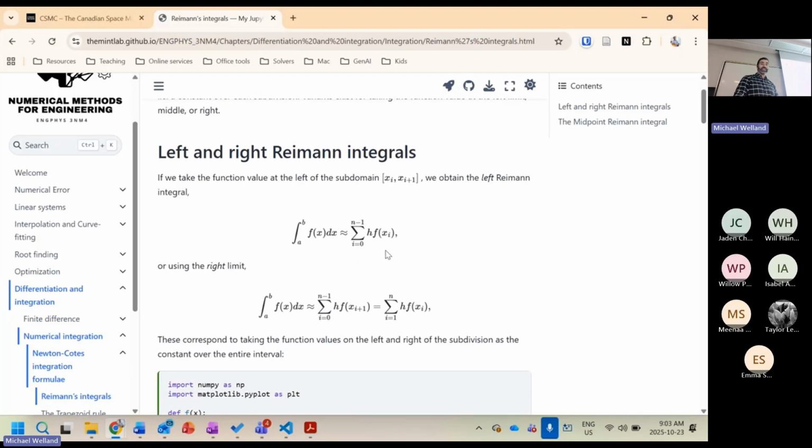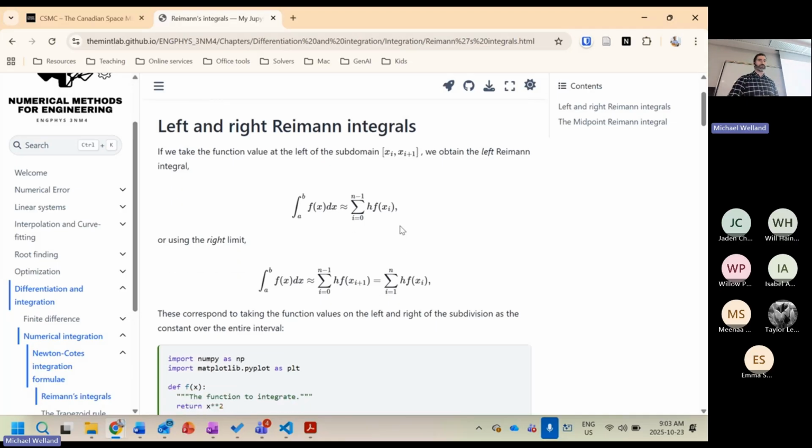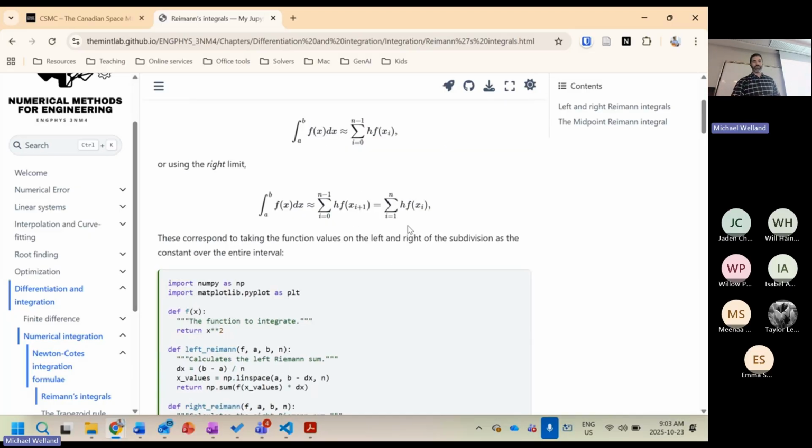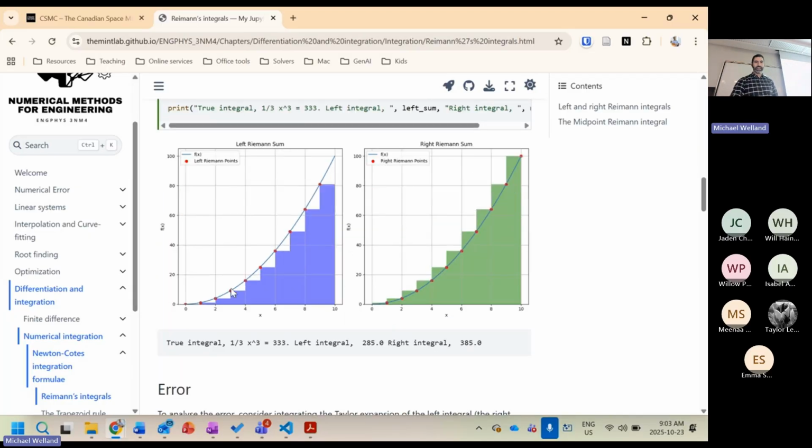So the way you do that is, so there's the left Riemann integral. Did you guys touch on this in calculus? Left, right? Yeah, okay, good. So I'm going to skim through this one, right? Where do you take that constant? Do you take it on the left? That's your left Riemann integral. It looks like this. If you do it on the right, it looks like this.